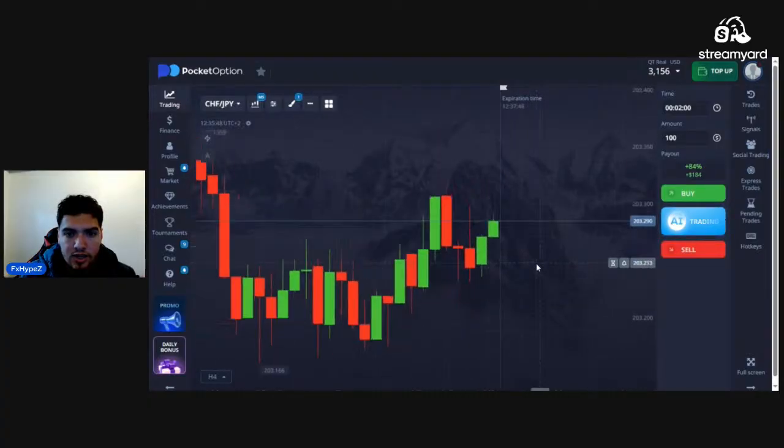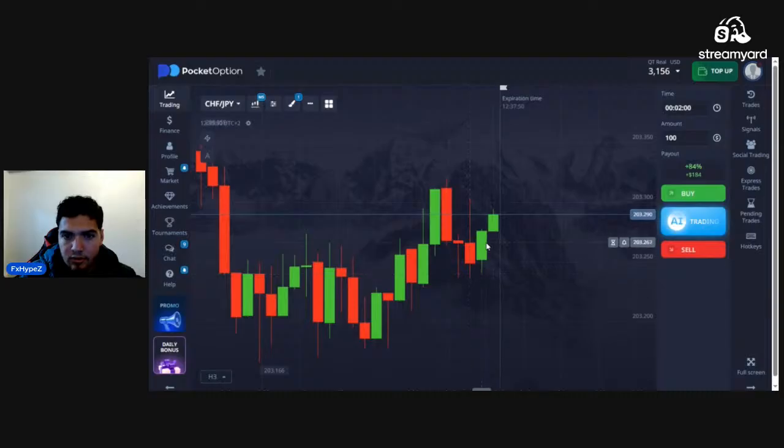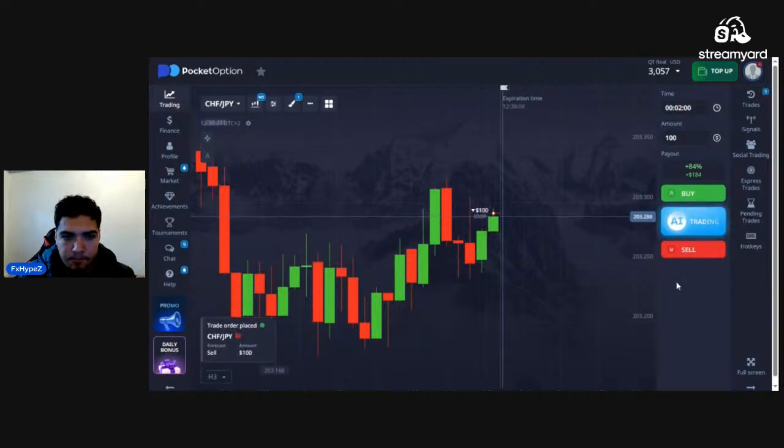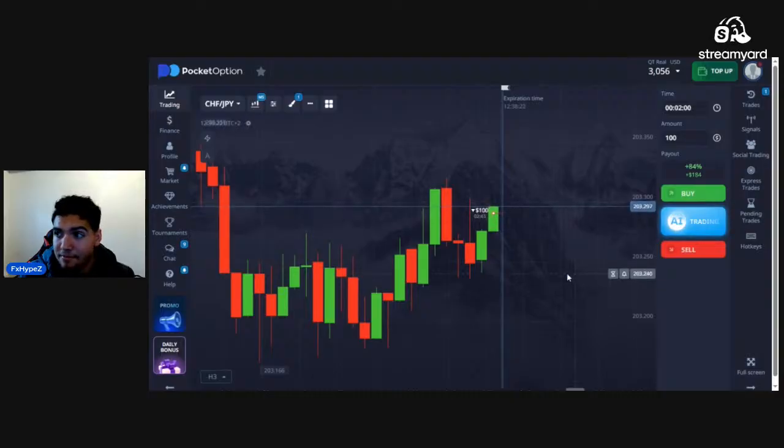Let's go CHF JPY. Okay, so as you can see, we've got this swing of bullish momentum to the upside on the 5 minute time frame. I'm guessing because we've got this bullish momentum swing, the AI is going to buy. The AI is going to open a buy position. Let's see. No. Okay. It's opened a 3 minute sell position. Interesting. I wouldn't have thought so. Let's see what happens.